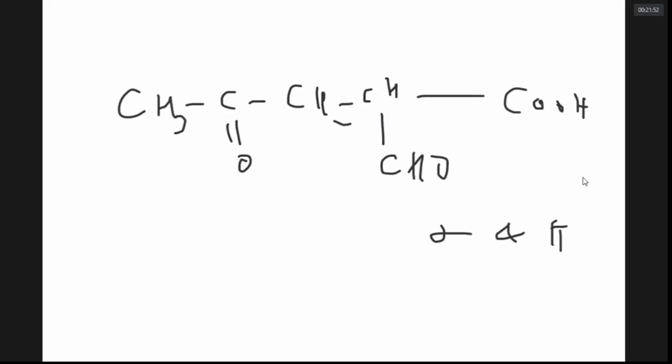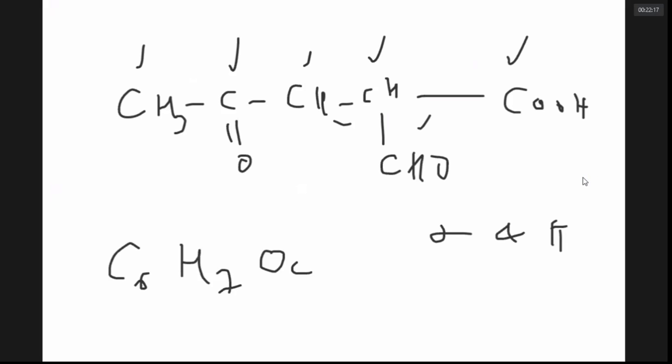How many sigma and pi bonds does it have? First, you count how many carbons are there: 1, 2, 3, 4, 5, 6 carbons. And how many hydrogens are there? 7 hydrogens. And how many oxygens? 4. Now, if you look at this formula, it has a total of 17 atoms. In any open chain structure, number of sigma bonds is equal to number of atoms minus 1. So there are 16 sigma bonds.